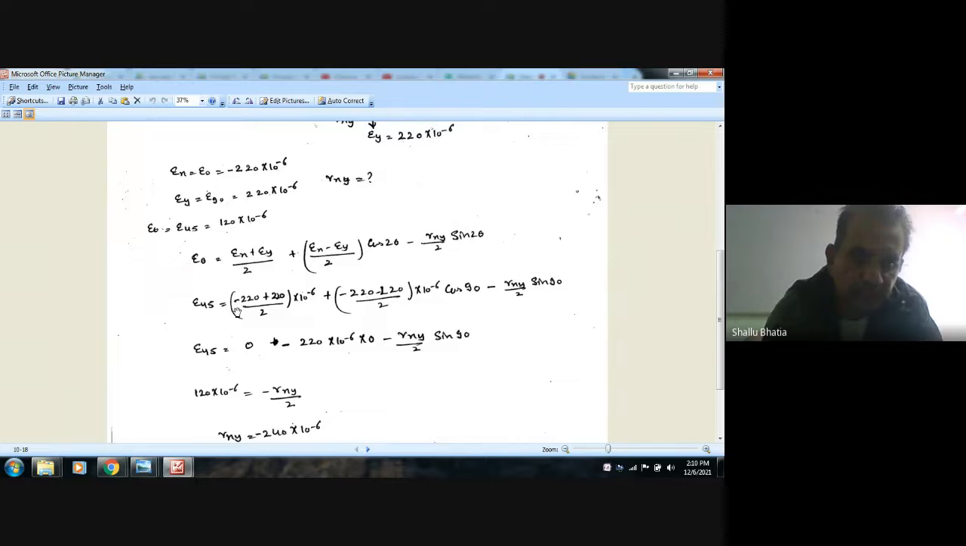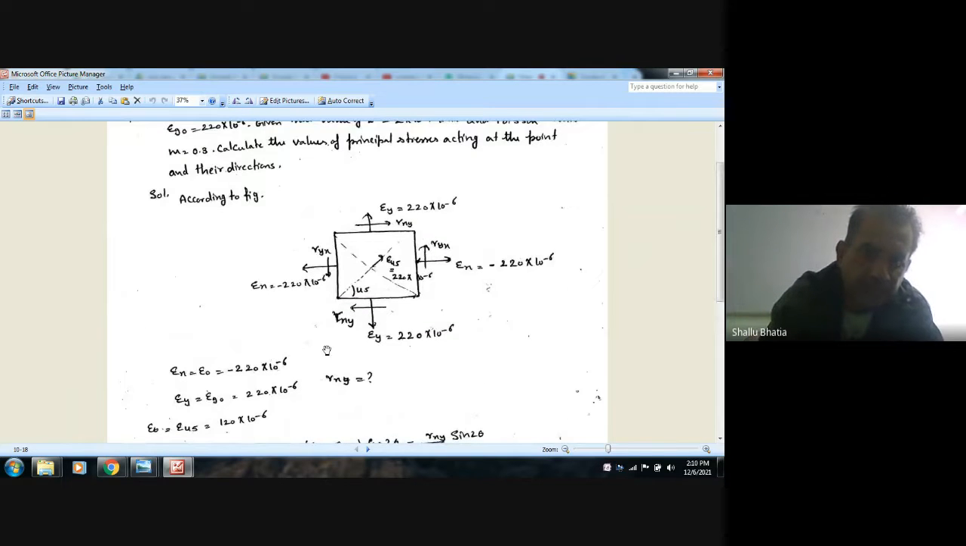Then put in the value of epsilon 45. So then we can find out gamma xy, that is the shear strain acting at this stage.